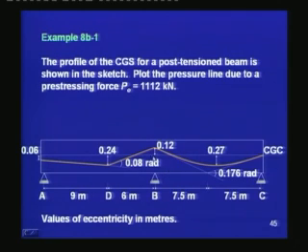In the second span, the profile is parabolic with an eccentricity of 0.27 meters in the span and no eccentricity at the end. The change in the slope of the CGS in the second span is 0.176 radians. The first span is 15 meters, which is divided into 9 meters and 6 meters, and the second span is also 15 meters, which is divided into 7.5 and 7.5 meters at the locations of the maximum eccentricity.